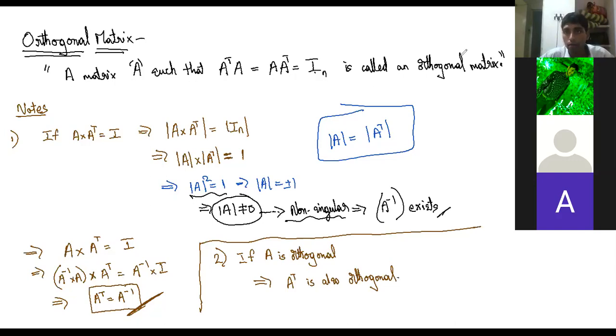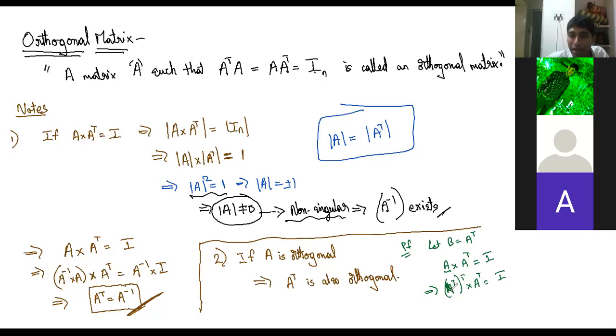Or what you can do, you can prove it in a very easy way. See, you can prove it also. Let B equal to A transpose. Now, if A into A transpose is equal to I, can I write this as A transpose whole transpose into A transpose is equal to I? Is everyone okay with this step?